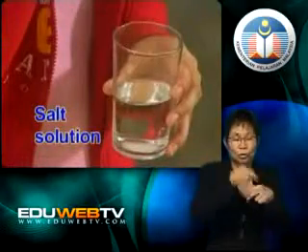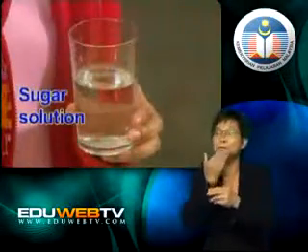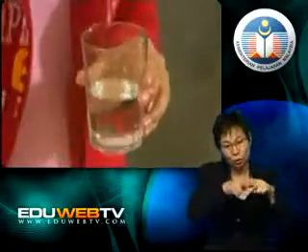Salt will form a salt solution, and sugar will form a sugar solution. You cannot see the salt or sugar in the solution. In the solution, the salt and sugar particles are mixed up with the water particles. Salt and sugar dissolve in the water. The salt solution is salty. Yuck! And the sugar solution is sweet.